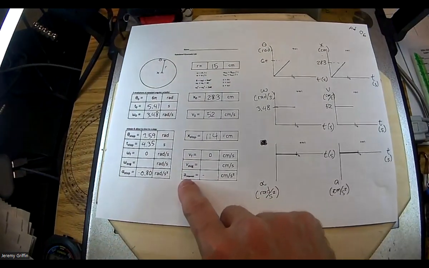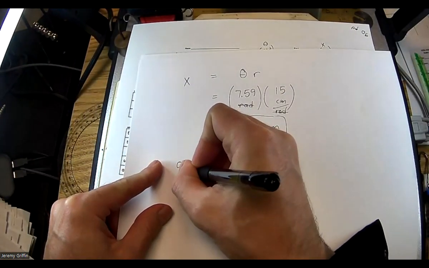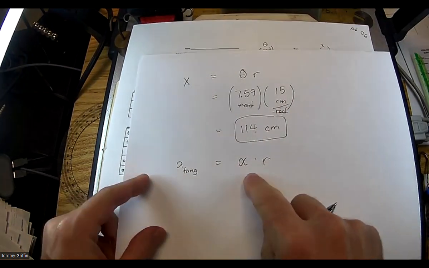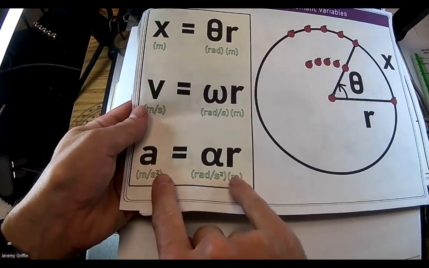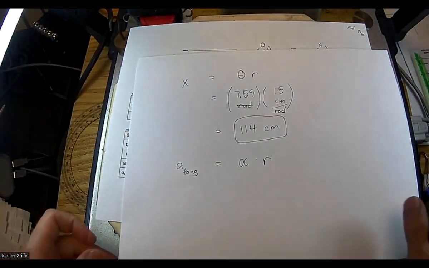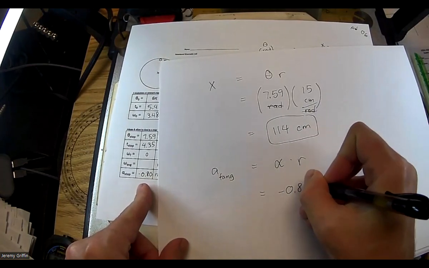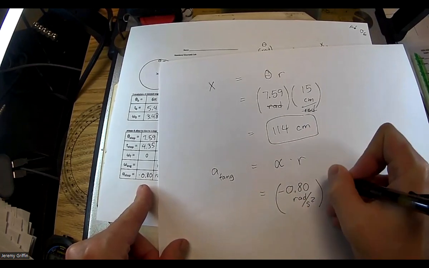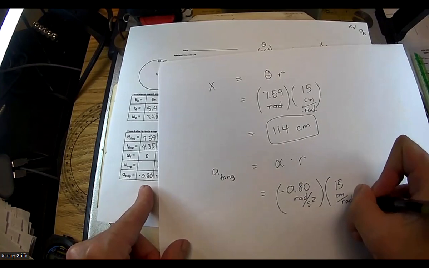Oh, I actually put that subscript here. See, it says a tangential. We can get that by a tangential, it's just alpha times r. Similar idea here, it's the last one on this poster. So it was slowing down. I know the whole turntable was slowing down at 0.8 radians per second squared. It's negative because it's slowing down. Times 15 centimeters per radian, if you like.